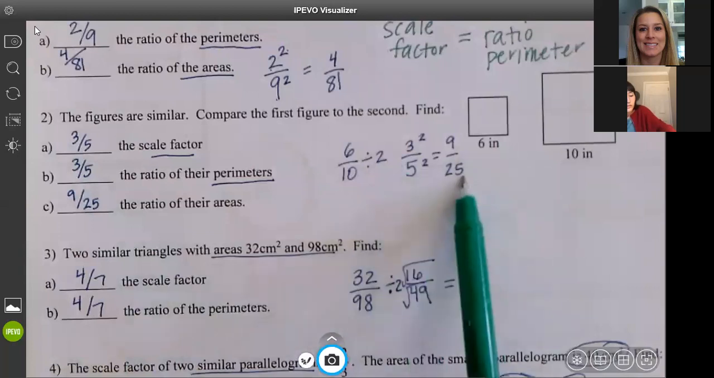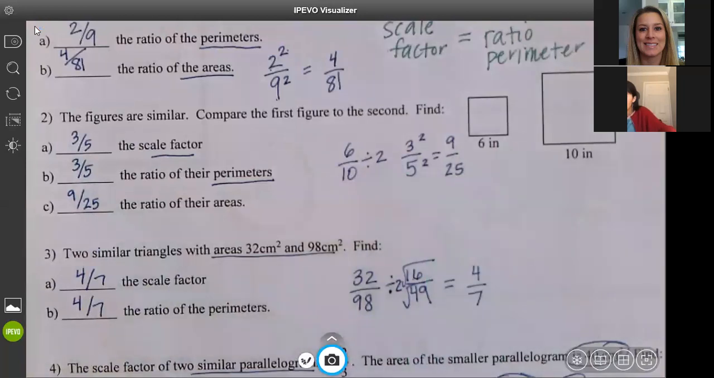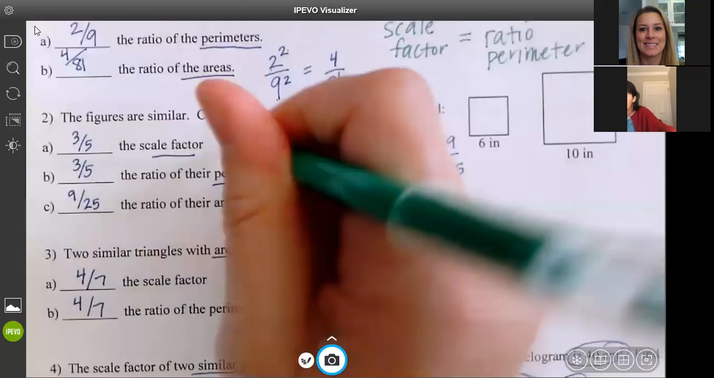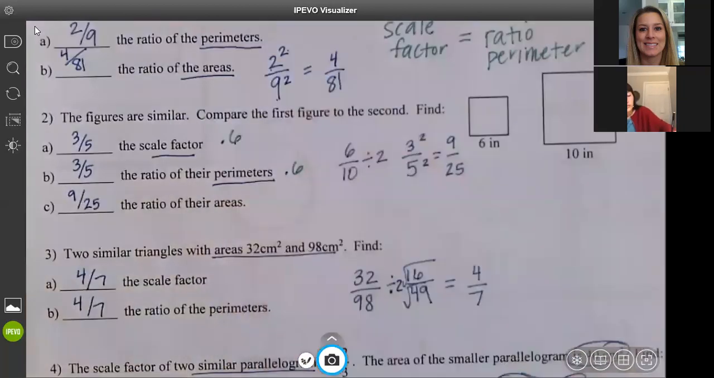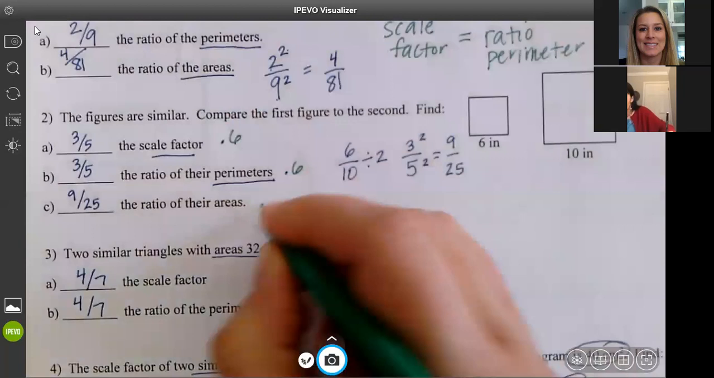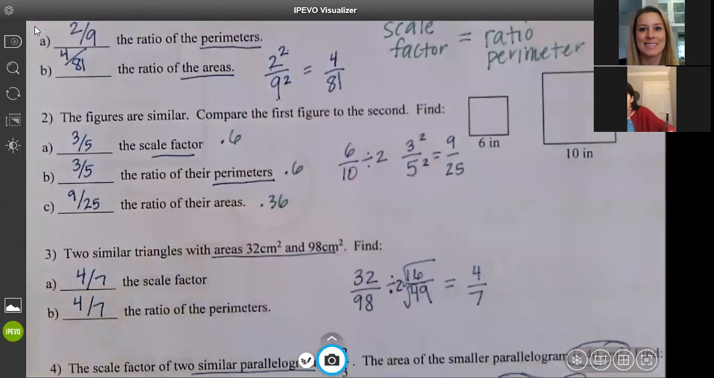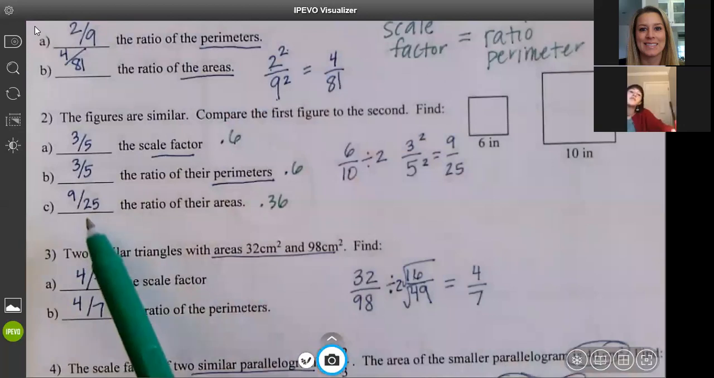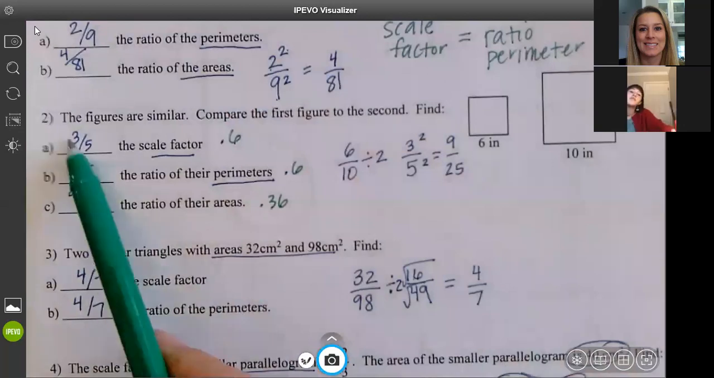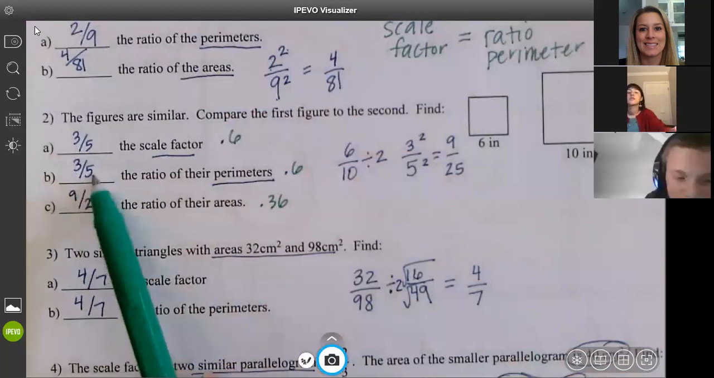Again, in the Google form, this is going to have to be a decimal. So let's see what these decimals are. 3 divided by 5 is 0.6, and 9 divided by 25 is 0.36. How do you find the decimal? You divide 3 by 5, so these are the same, and then 9 divided by 25.